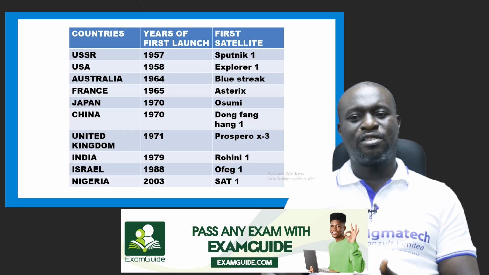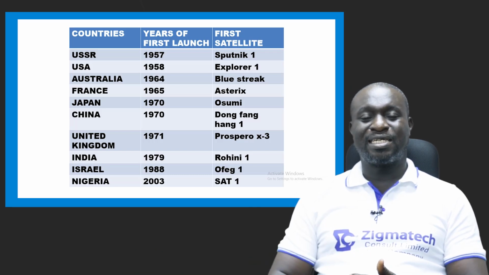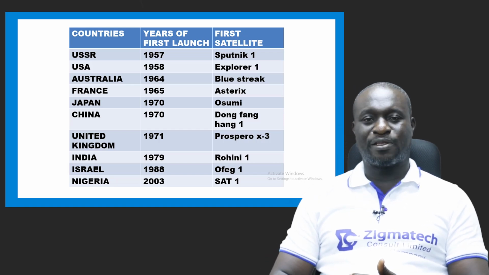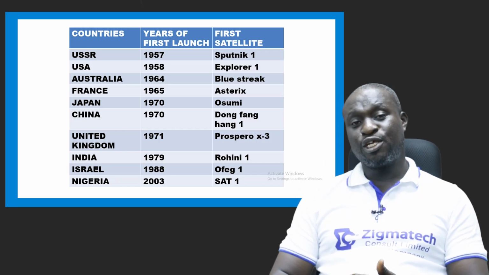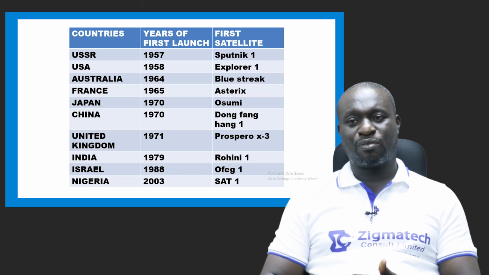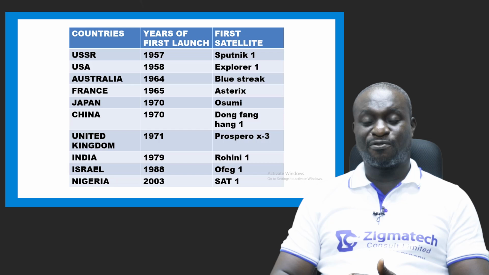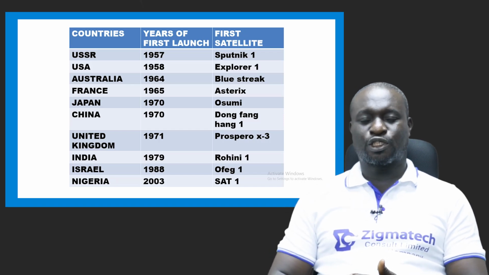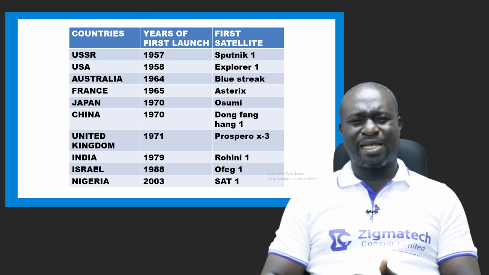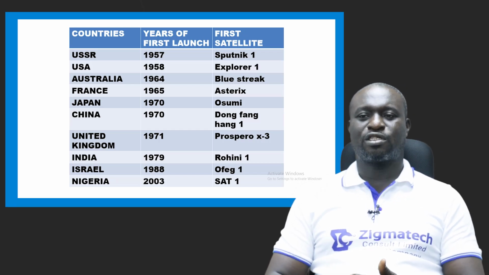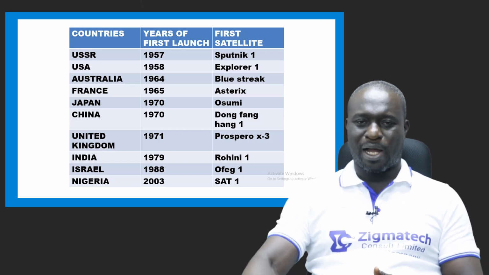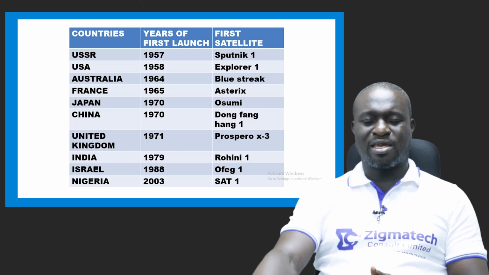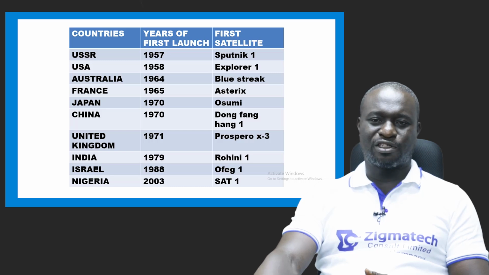We also have the United Kingdom launched theirs in 1971, and is called the Prospero X3. And then India launched theirs in 1979, which is called the Rohini 1. And then Israel launched their first artificial satellite in 1988, and it's called the Ofeq-1. And then Nigeria also launched their first satellite in 2003, and it is called SAT-1. So these are the different countries, their years of first launch, and the name of the first satellite.